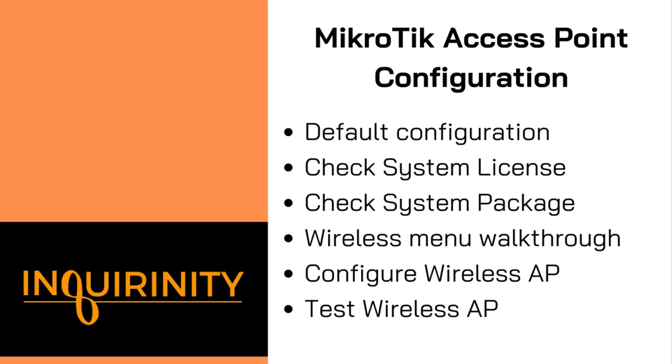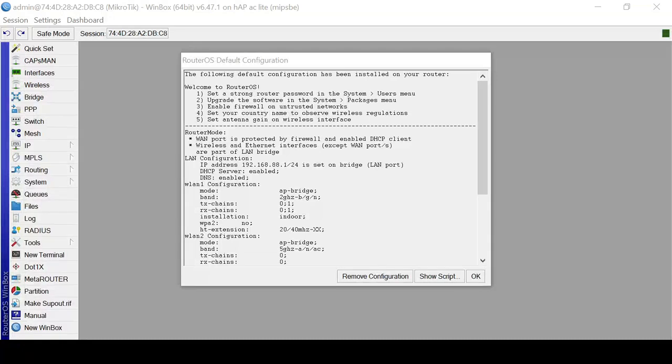We'll go through the wireless menu walkthrough. We'll do some tests first on our wireless environment. Then we will configure our wireless access point and then test our wireless access point connection with some devices.